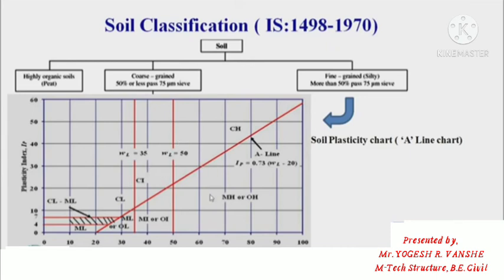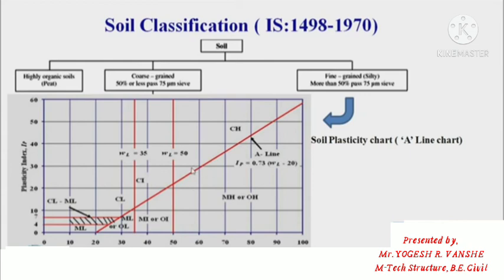Based on this, some symbols are given. In this zone, it is CL. C means clay, low compressible. This is CI, intermediate compressible, because it is in between these two lines. And this is CH, that means clay with high compressibility. In the same way, below the A line, we find the silt everywhere. So it is MH or organic soil. This is MI or organic soil. And this is ML or organic soil. In this way, we can have different segments here.